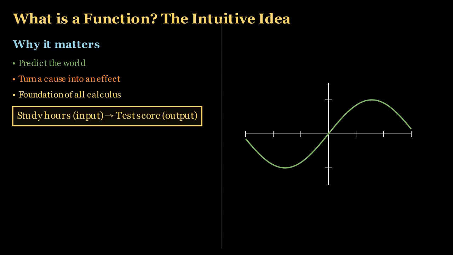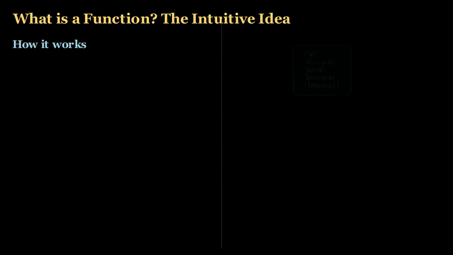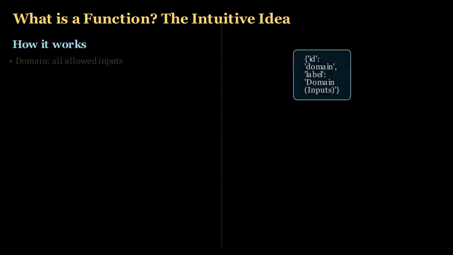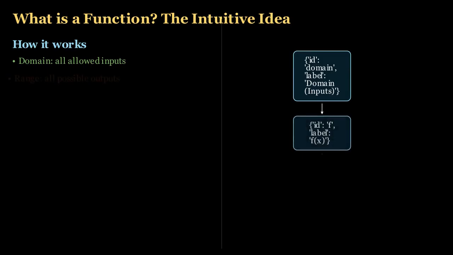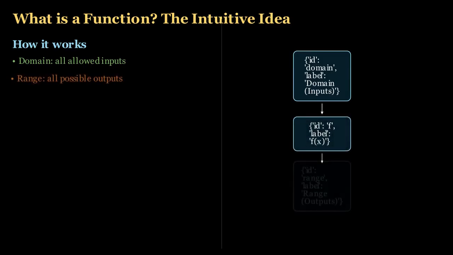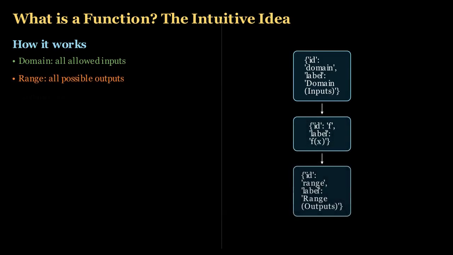Let's open the box. We give the function a name, usually a letter like f. The input is often called x. So we write f of x, which looks like f(x), to mean the output when the input is x. The set of all inputs you are allowed to drop in is called the domain. For a vending machine, the domain is the set of all working buttons. The set of all outputs that can possibly come out is called the range. For the machine, that's all the snacks it holds.